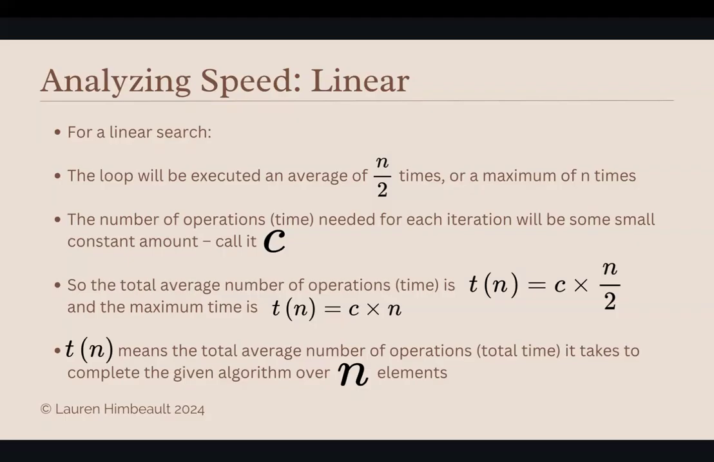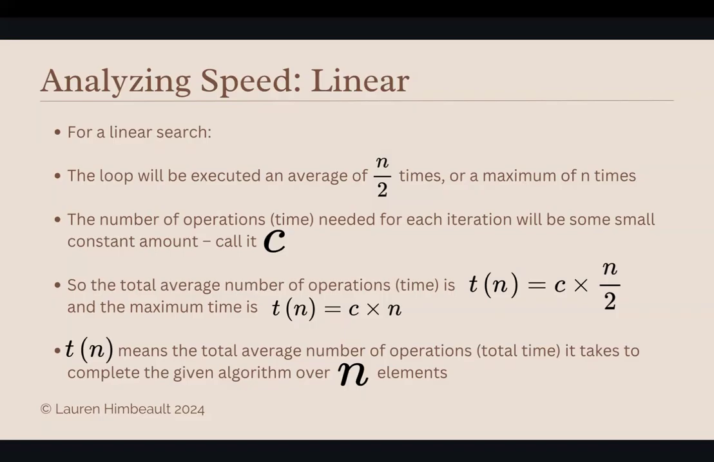So when we want to figure out what the average number of operations is going to be, we can say C times n over 2. Because on average, we're going to have n over 2 iterations of our loop, and for each of those iterations, we do some C constant number of operations. And the maximum is going to be C times n, right? Because worst case, we run the loop n times. For each one of those times, we do C operations. We get C times n as the maximum number of operations.